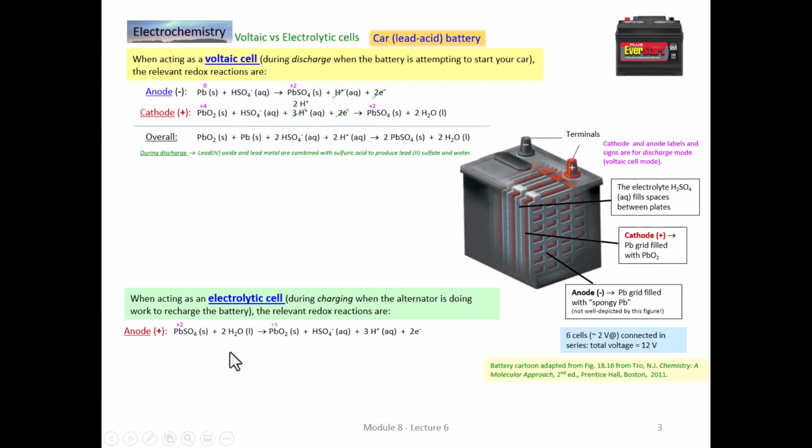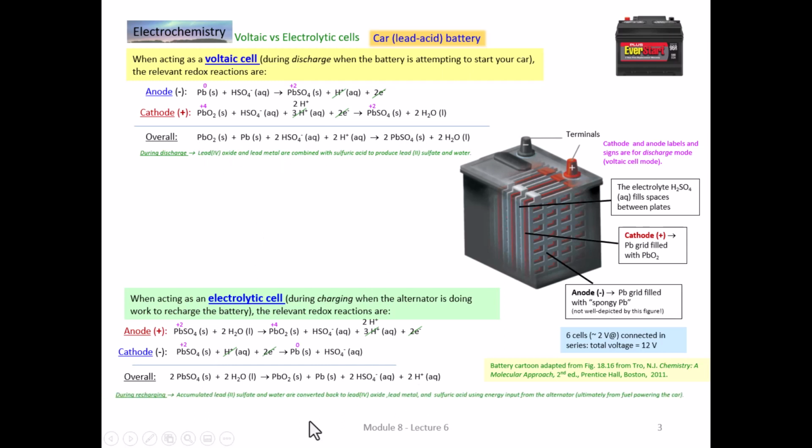And so we have lead 2+ being oxidized back up to lead 4+, and at the cathode during the electrolytic cell portion, or the charging mode, would be lead sulfate being reduced back to lead. So in the charging mode, we have lead sulfate being oxidized to lead 4+ at the anode, lead sulfate being reduced to lead at the cathode. If we write the overall reaction here and cancel out the appropriate items, we get the original reaction written backwards. So during recharging, we have accumulated lead sulfate and water converted back to lead 4 oxide or lead dioxide, lead metal, and sulfuric acid.